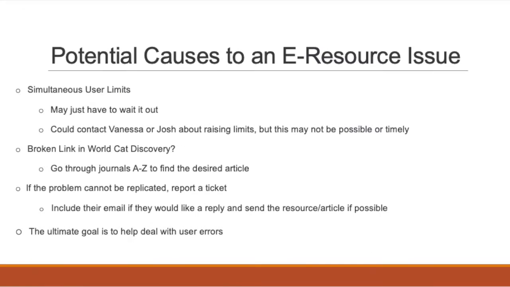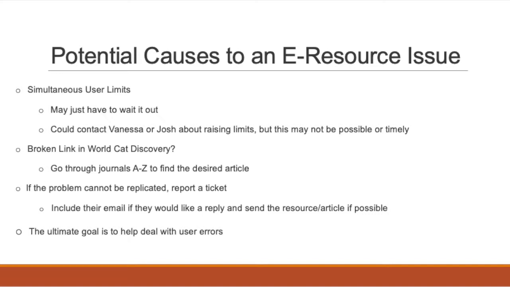Here are other potential causes of an e-resource issue. You may have simultaneous user limits, which you may just have to wait out. You could contact Vanessa or Josh about raising limits, but this may not be possible or timely. There also may be a broken link in WorldCat Discovery. If so, have the patron go through Journals A to Z to find the desired article.